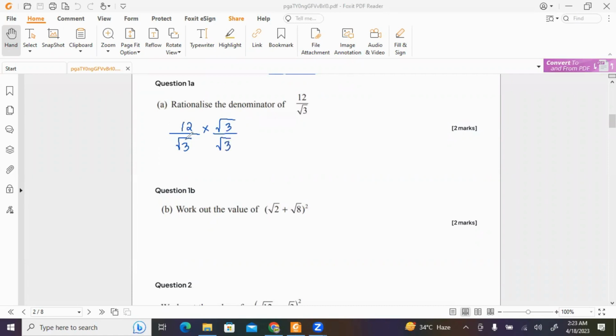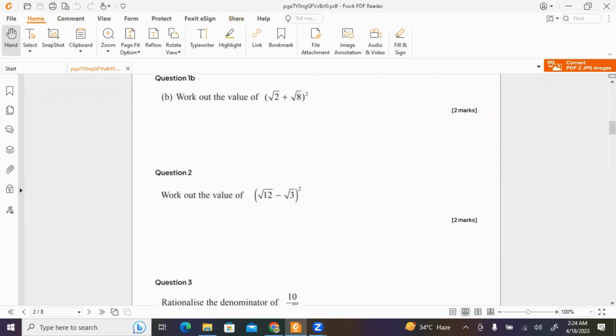So basically, I'm going to multiply 12 with root 3 and root 3 with root 3. When we do that, we have 12 root 3 over square of root 3. Now, whenever you square a square root number, the final answer is the number inside the root. So it will be 12 root 3 over 3, which is 4 root 3. Now this is the final answer, and this is a rationalized form of 12 over root 3, because now root 3 is not in the denominator, it's in the numerator. Hence it's rationalized.